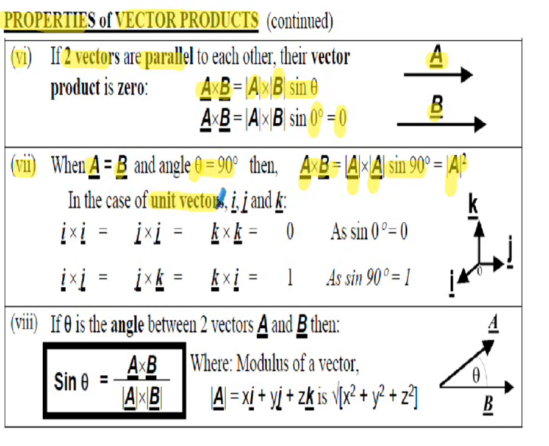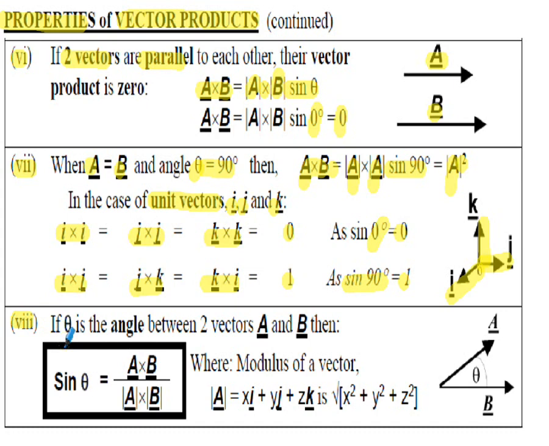In the case of unit vectors i, j, k, which by definition are at right angles to each other, shown in the diagram here, then i cross i equals j cross j equals k cross k is equal to 0, as the angle between i and i, j and j, k and k would be 0, and the sine of 0 is 0. i cross j, j cross k, and k cross i all have magnitude 1, because by definition those vectors are at 90 degrees to each other, and the sine of 90 degrees is 1.